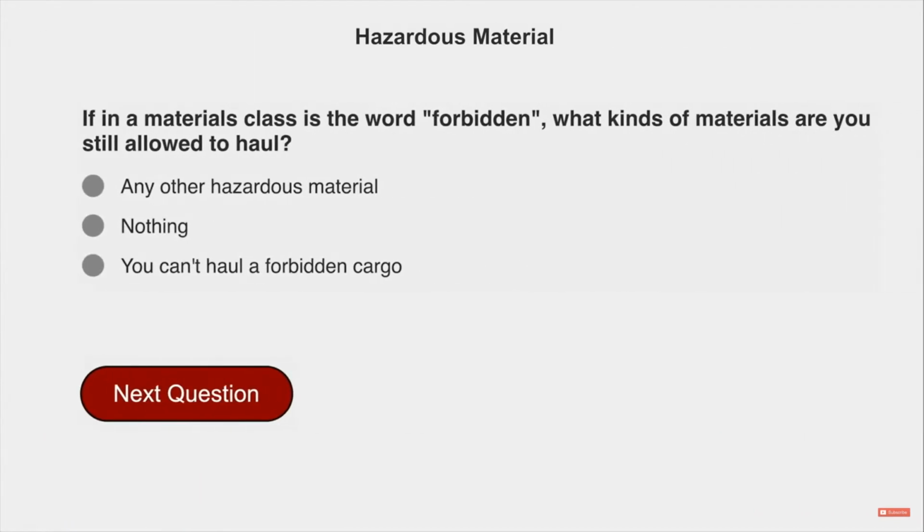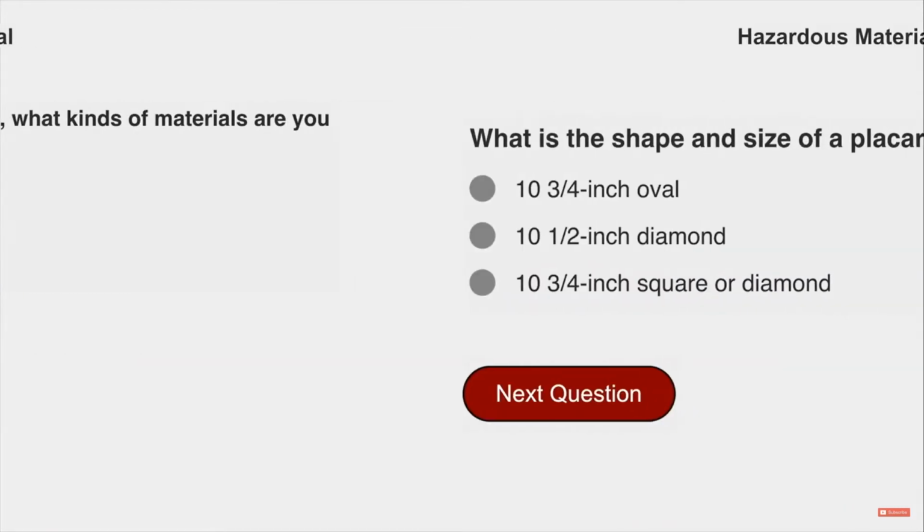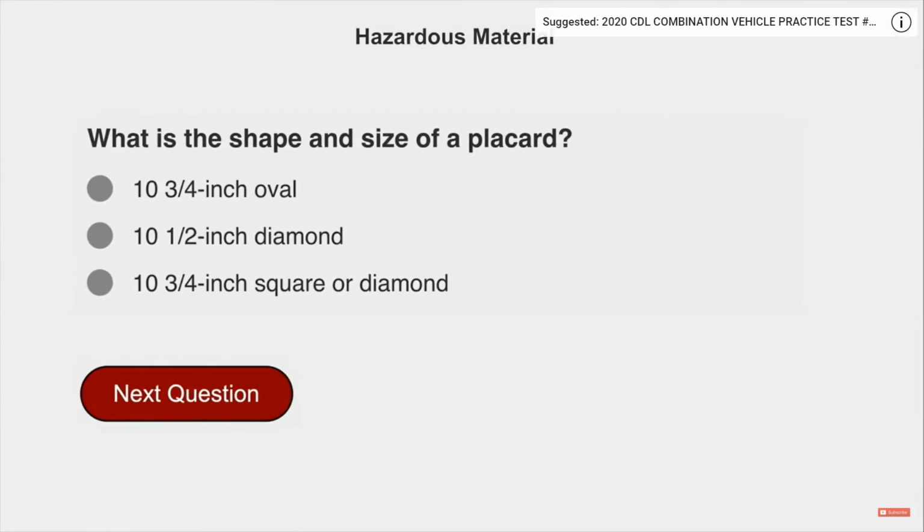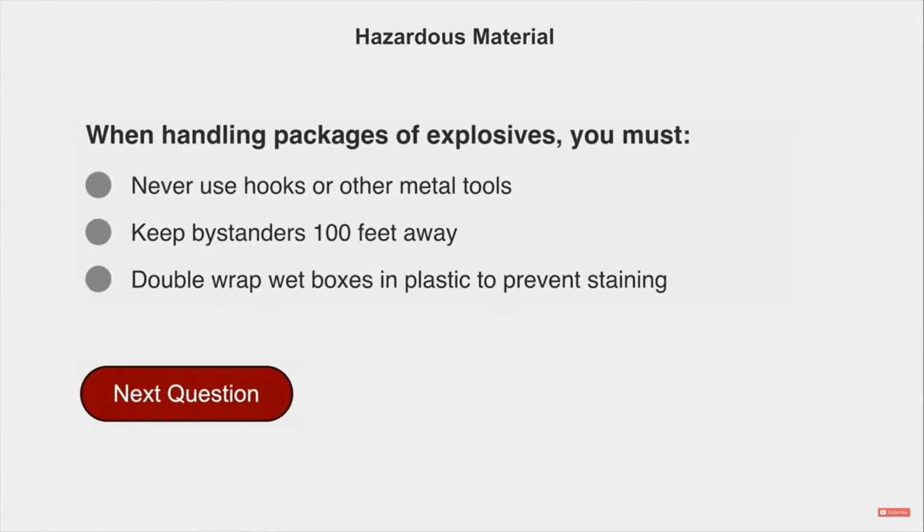If in a materials class is the word forbidden, what kinds of materials are you still allowed to haul? You can't haul a forbidden cargo. What is the shape and size of a placard? 10 and 3/4 inch square or diamond. When handling packages of explosives, you must never use hooks or other metal tools.